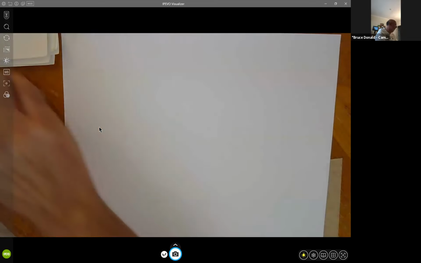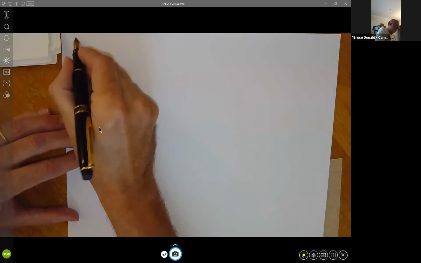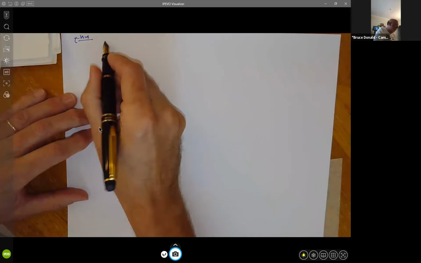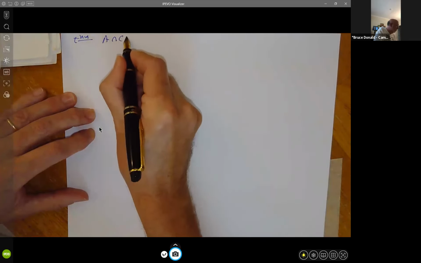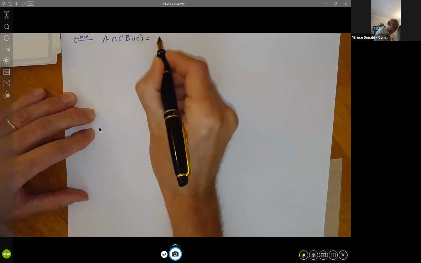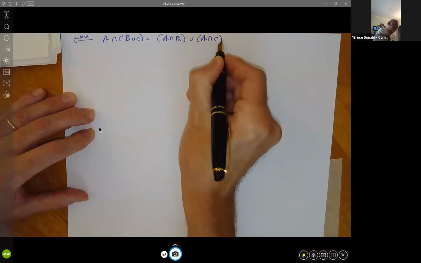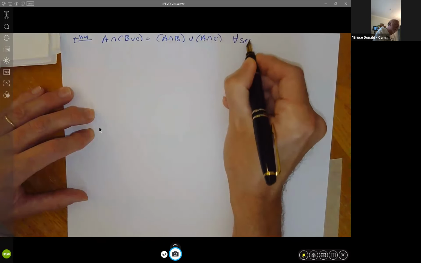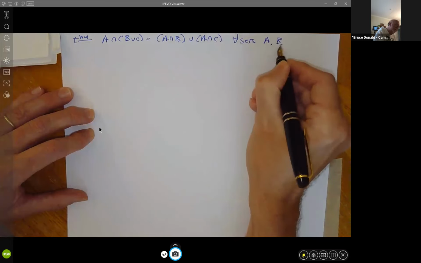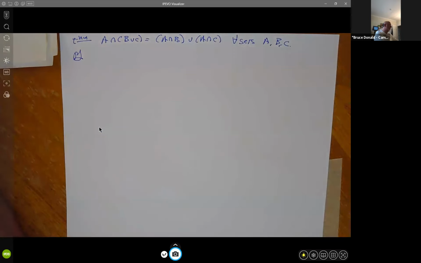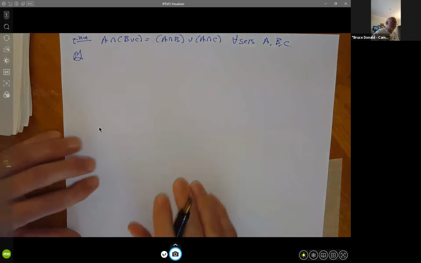So we'll write out our theorem again, so we have it on the same page. A intersect B union C is equal to A intersect B union A intersect C for any sets whatsoever A, B, and C, which is pretty neat. One of the things we need here is a recipe for proving that two sets are the same. There are several of these, and we're going to talk about them.